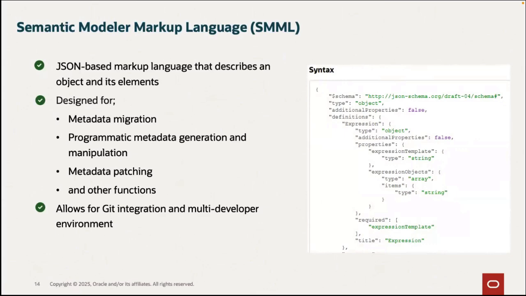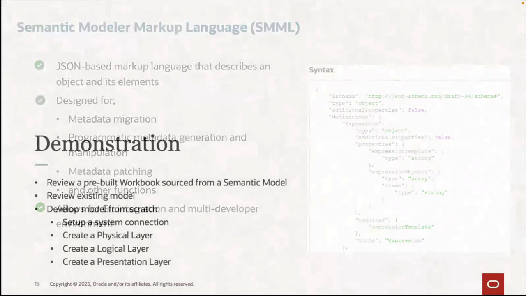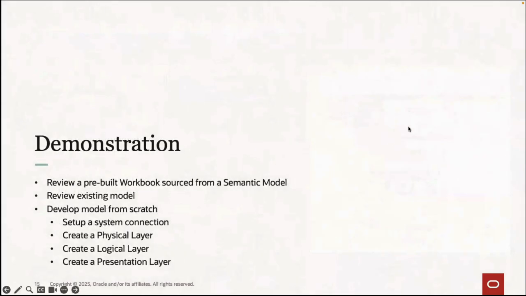With that, I'll let Pete show you all of this within the console and set up your first semantic model. So we'll review a pre-built workbook sourced from a semantic model. We'll review the existing model, and then we'll develop a model from scratch. So that includes the setup of a system connector, the creation of a physical layer, the creation of a logical layer, and the creation of a presentation layer. So with that, I'll kick it over to Pete.